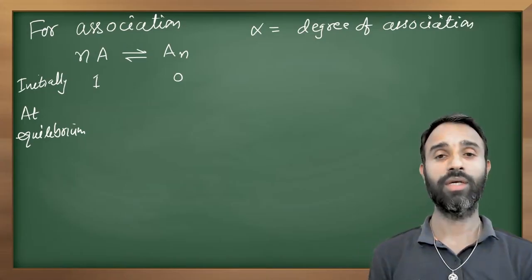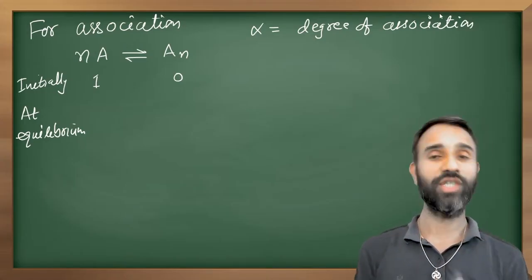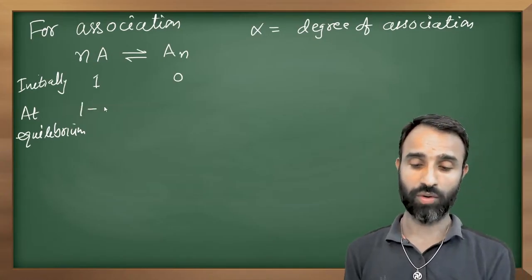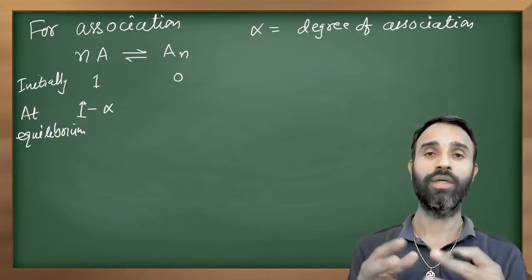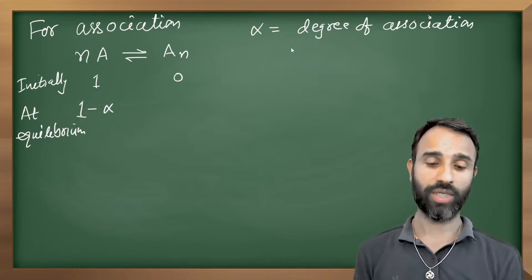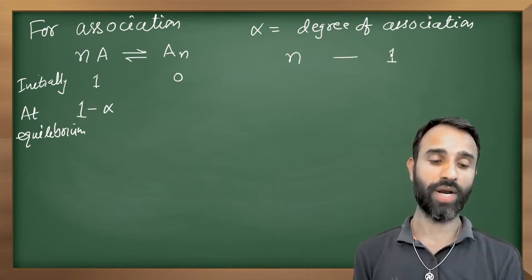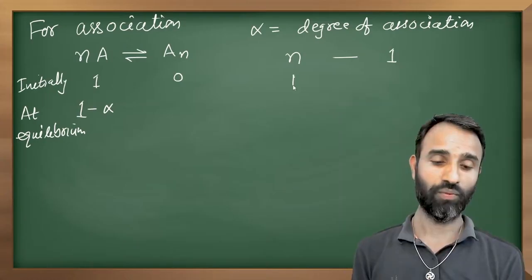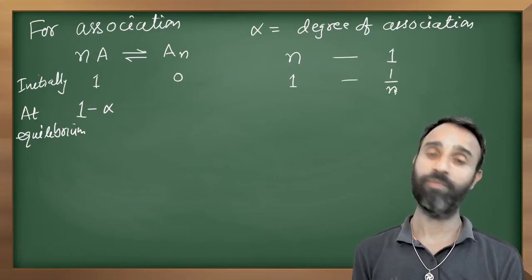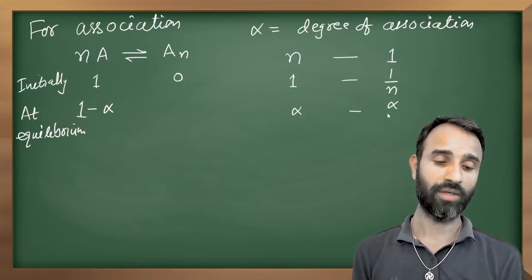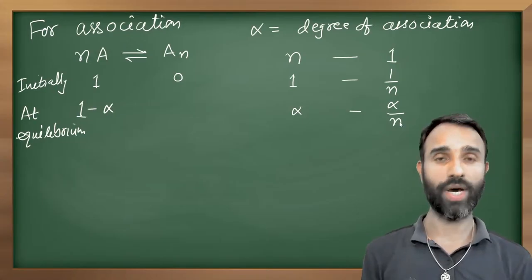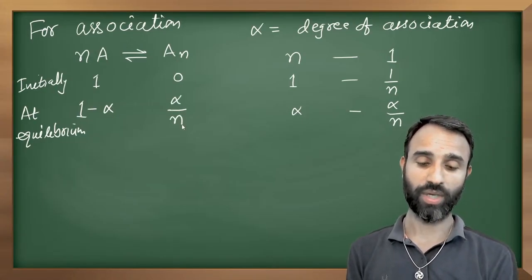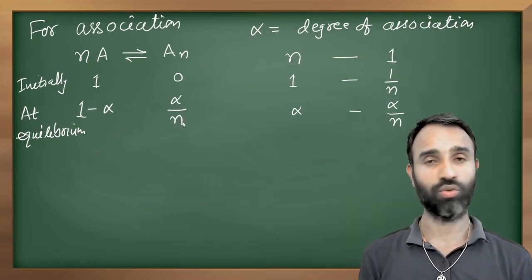In the previous case, alpha is taken as degree of dissociation. Now alpha is taken as degree of association. So out of 1, alpha particles associate. When n particles associate, we get 1. After association we get 1. If 1 particle associates, we get 1 by n, and if alpha associates, we get alpha by n after association.